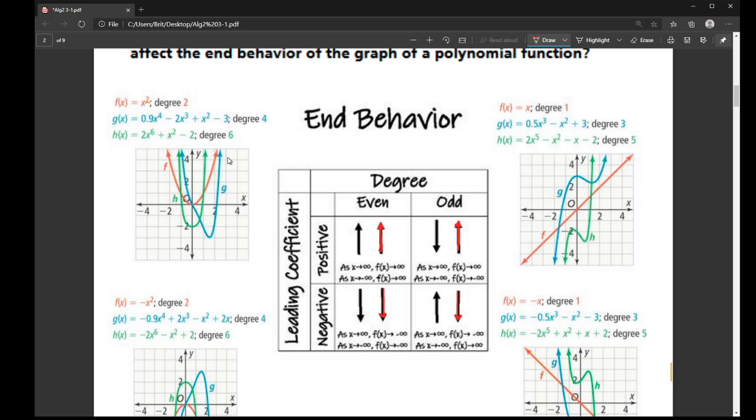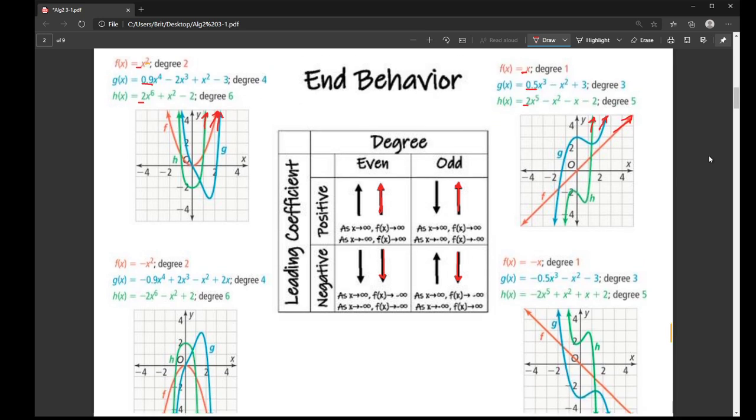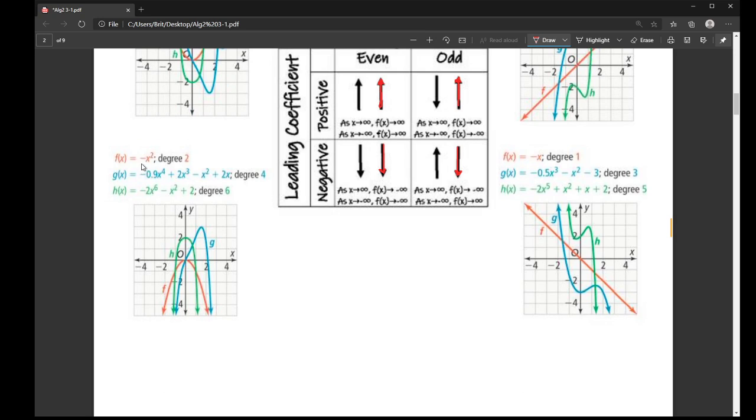And so you can kind of see that here in the examples, right? So here our leading coefficient is 1, 0.9, and 2. And on all of these graphs, when you go to the right-hand side, they're going up. Here our leading coefficient is 1, 0.5, and 2. And again, all these graphs are trending upwards. Here we have a negative 1, negative 0.9, and a negative 2. And on the right-hand side, these graphs all trend downwards. And the same thing here, all these ones are negative, and on the right-hand side, towards positive infinity, they're all going down.